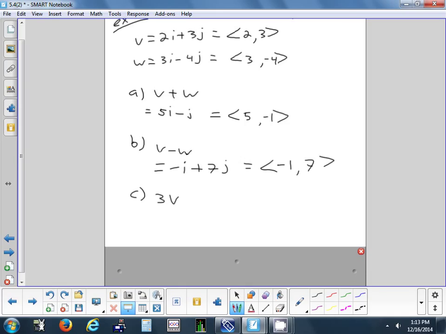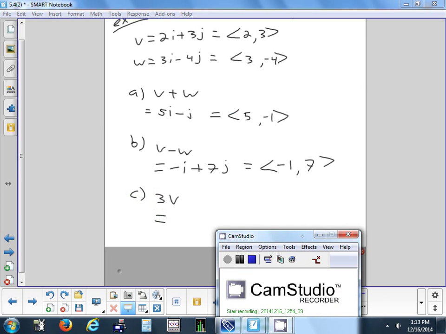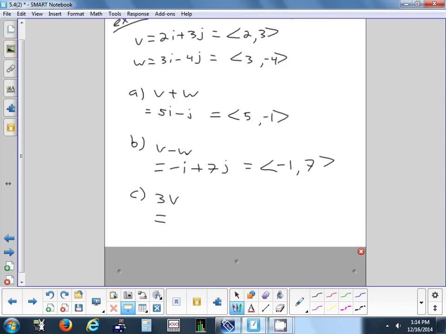Right, 3v. What's that going to do to the vector? Yeah, it's going to make it 3 times as long. So if you look at v, it's 2i plus 3j. What would the i component be if you triple it? 6i. How about the j component? 9j. Yep. And as an angle bracket? 6, comma 9. Okay? That's it.